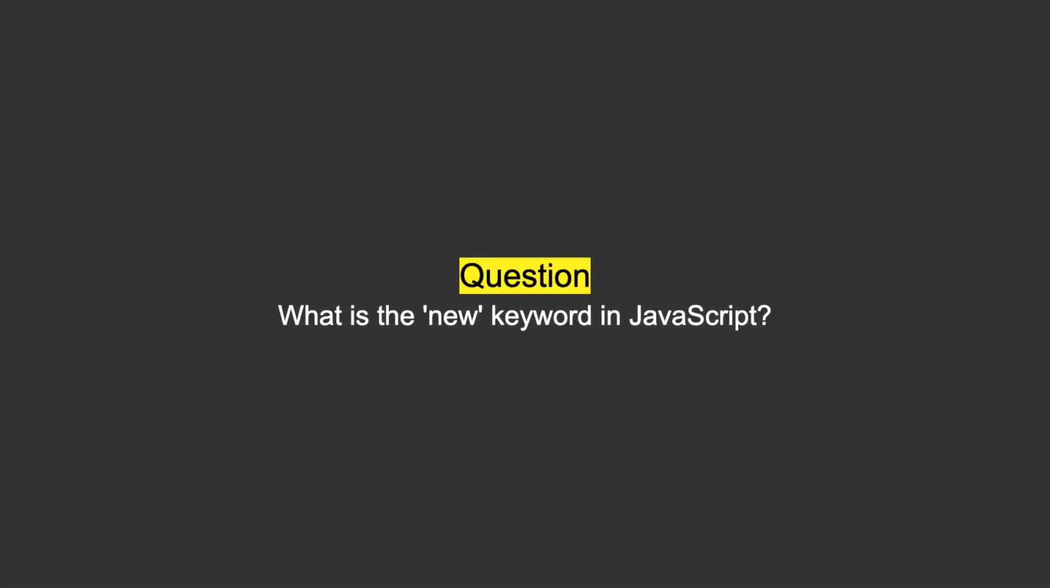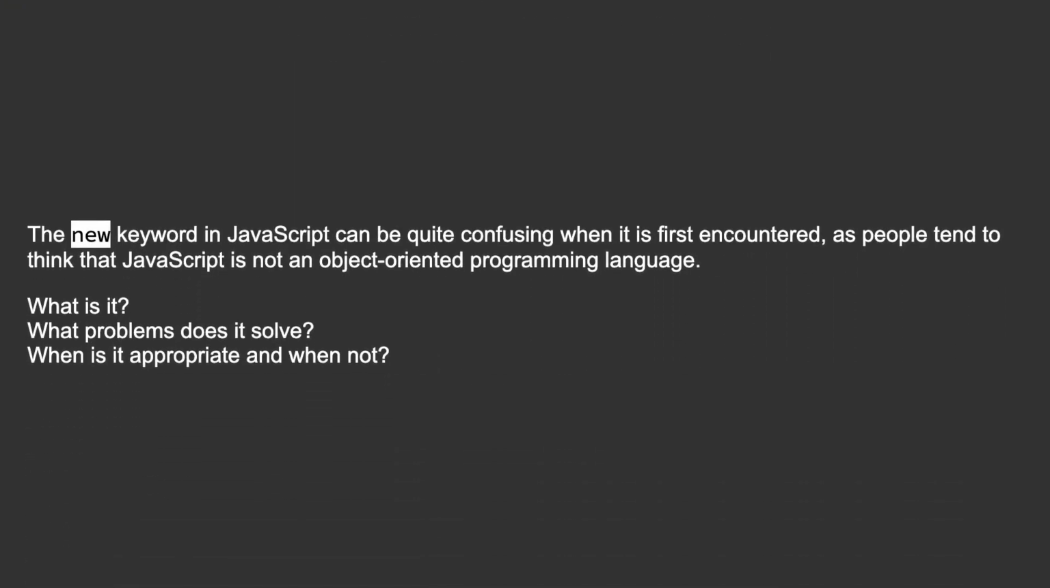What is the new keyword in JavaScript? The new keyword in JavaScript can be quite confusing when it is first encountered, as people tend to think that JavaScript is not an object-oriented programming language. What is it? What problems does it solve? When is it appropriate and when not?